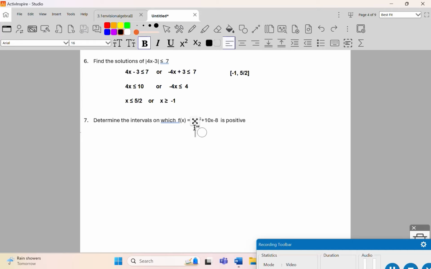All right, determine the intervals on which 3x squared plus 10x minus 8 is positive. I'm going to factor this thing. It takes a 3x and an x. Factors of 8 are probably 4 and 2. And what do I want in the middle? 10? So plus 4, and then we have a minus 2. That'll work. And I'm going to set it equal to 0 because I'm after the x-intercepts. That's why I'm doing that.